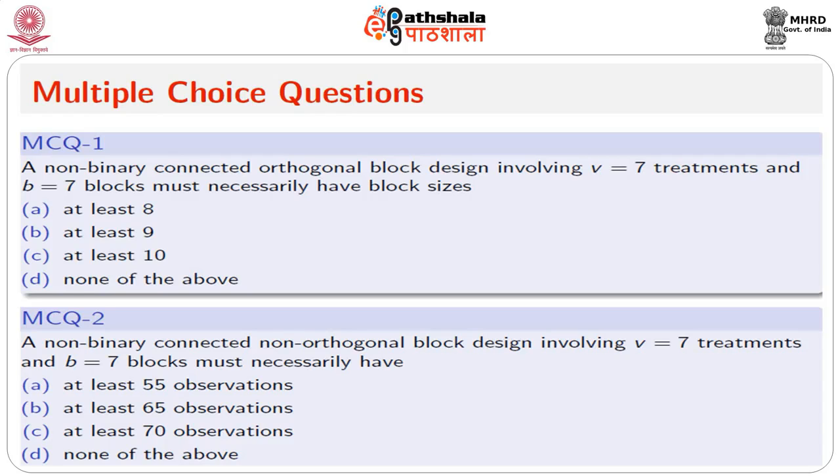Very good. So they are referring to a non-binary connected orthogonal block design. So you know Nij is corresponding row total times column total by grand total. There are 7 treatments and 7 blocks. You imagine you have a capital N matrix 7 by 7 and you want to come up with a non-binary orthogonal block design and then you need to know what are the block sizes: at least 8, at least 9, at least 10, none of the above. It's very interesting that what should be the minimum block size, it has to be different from an RBD.